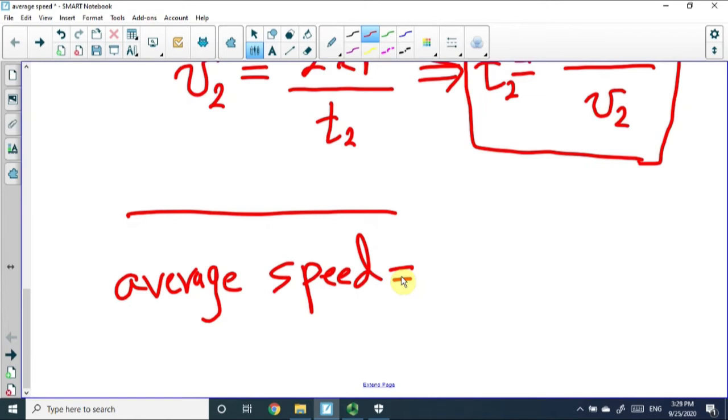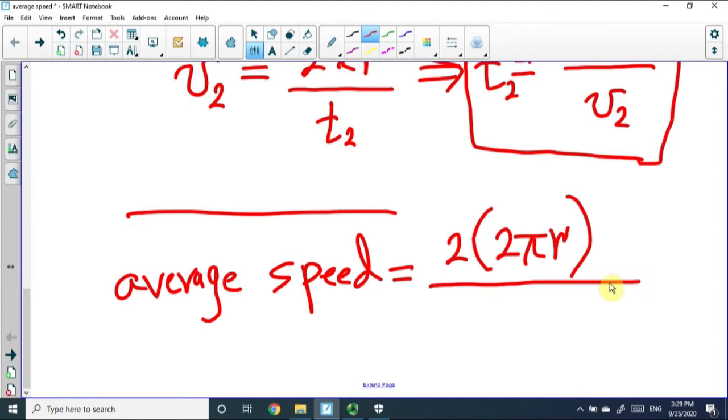So as a whole, the average speed is not just adding the two speeds and dividing by 2. The way we should solve this problem is by taking the definition of average speed, which is the total distance. Now it's going to be twice 2 pi r, that's twice the circumference, divided by the total time that it will take to travel both laps. So that's going to be t1 plus t2. This is the definition of average speed.